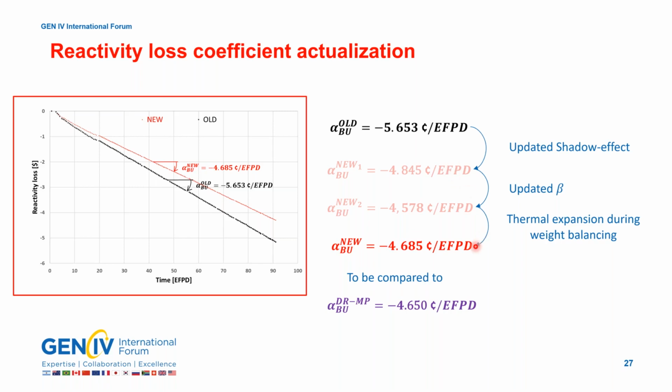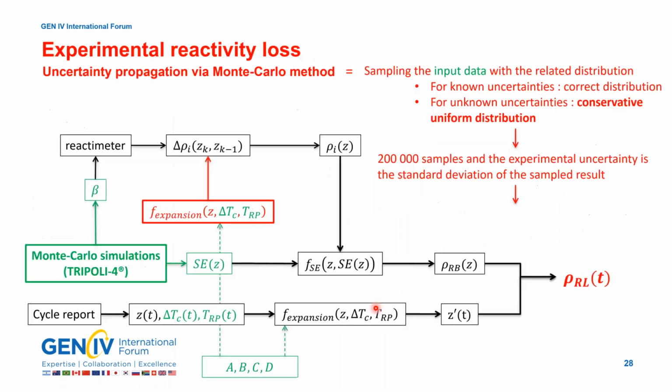So we have updated this value, and if we compare the calculated value with the updated value, we are 0.75% from the experimental value. So it's a kind of good result that we need to compare to the experimental uncertainty that we need to quantify. And how to quantify the experimental uncertainty?